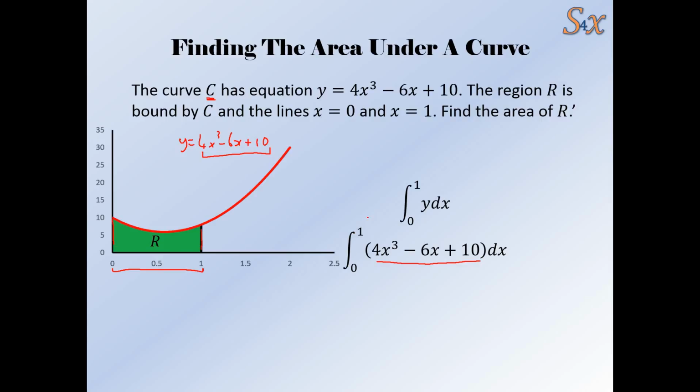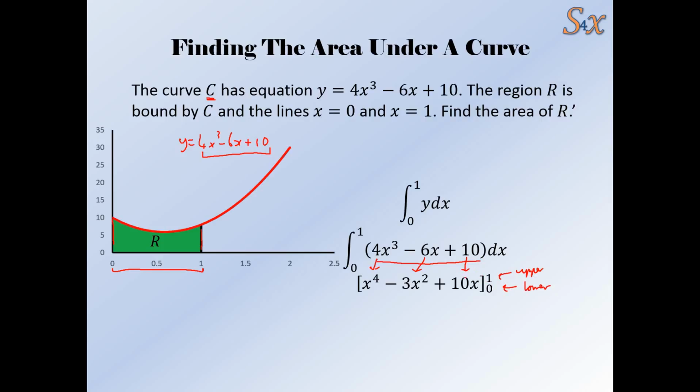All I'm going to do now is actually integrate that curve. So if I do the integration, 4x cubed integrates to x to the 4. Hopefully you should be familiar with this from the previous lesson. Minus 6x becomes minus 3x squared. And when we integrate a constant, all we do is put an x on the end, so we get plus 10x. And here again, I'll put the limits. This is the upper limit, this is the lower limit.